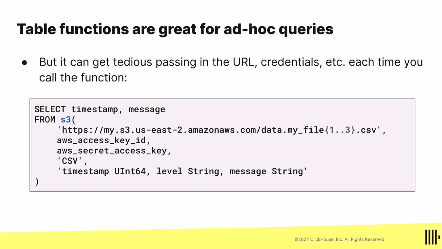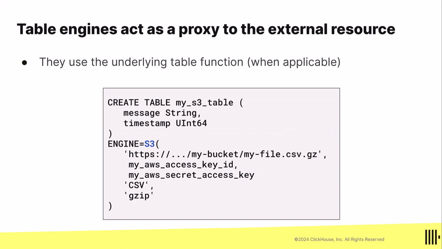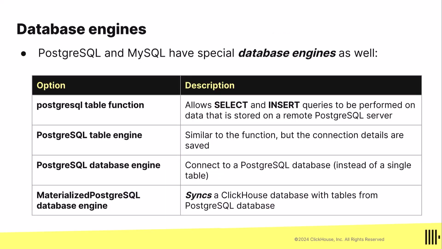So here in this example, I'm using the S3 table function, and I have to pass in like 5 different things, and it gets pretty tedious and a little wordy. If I just create a table, here I called it my S3 table, with the schema right here, I can say it's got a message of type string and a timestamp that's a UInt64. And then the engine is S3, and there's the URL, the credentials, the CSV, the gzip. And now I don't ever have to type any of that stuff in again. I can just select whatever from my S3 table, and behind the scenes, it'll go out and grab that data off of S3. So that's the difference between the table functions and the table engines.